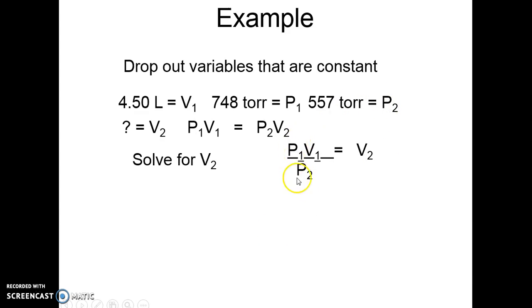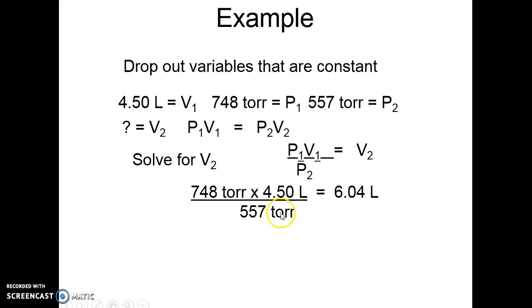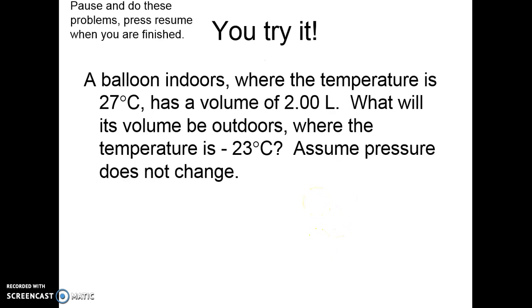Now that I've gotten my equation solved for V2, I put my numbers into the variables. 748 torr, 4.5 liters, 557 torr. Torrs cancel out and I get liters. That's a relief. If you look at your units and see that they work out to answer the question that's been asked, there's a good chance you did it correctly. You do your math and you get 6 liters. Go ahead and try this problem and a couple others, and we'll go through them.